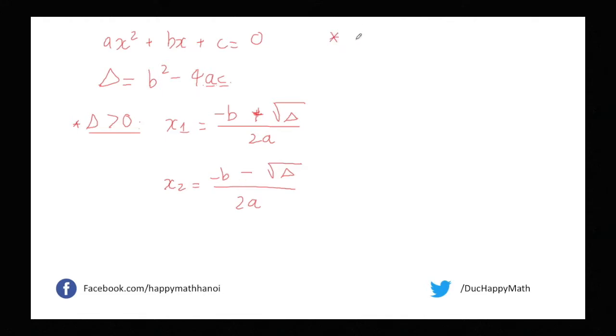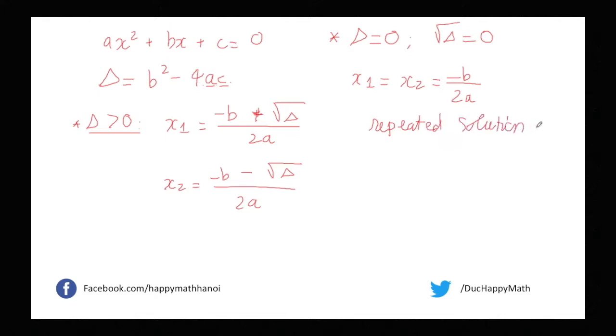Case 2 is delta equal to 0. When delta equals 0, the square root of delta will be equal to 0, so the difference between x1 and x2 is nothing. So you will have x1 equal to x2 equal to minus b over 2a. We call this case a repeated solution. And the previous case we call distinct solutions.